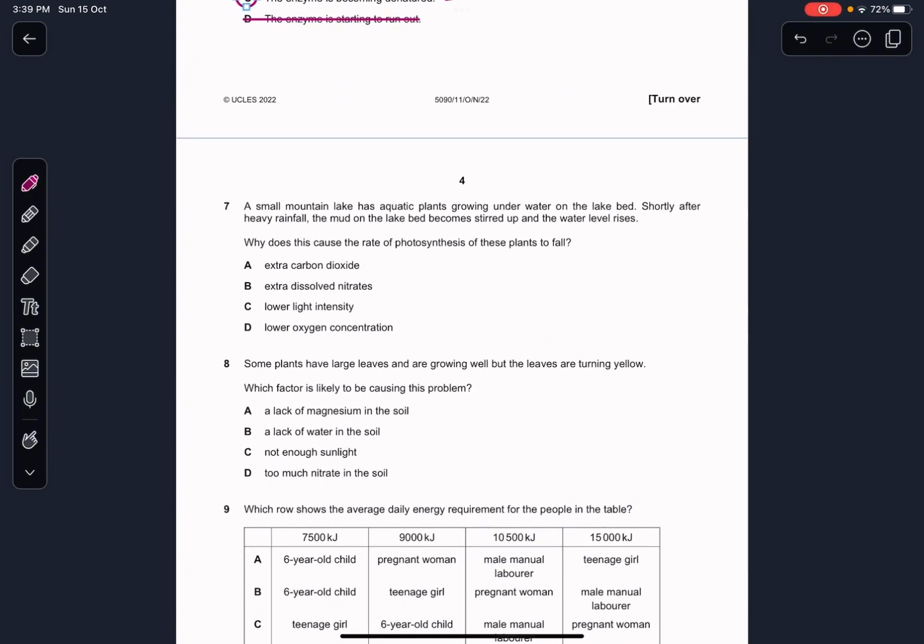Next, a small mountain lake has aquatic plants growing under the water on the lake bed. Shortly after heavy rainfall, the mud on the lake bed becomes stirred up and the water level rises. Why does this cause the rate of photosynthesis of these plants to fall? Now, the example for this that I'm going to give is a coffee mug, right? If we put coffee into a container, into a cup, and then we add water in it and we do not stir it up, what would happen?